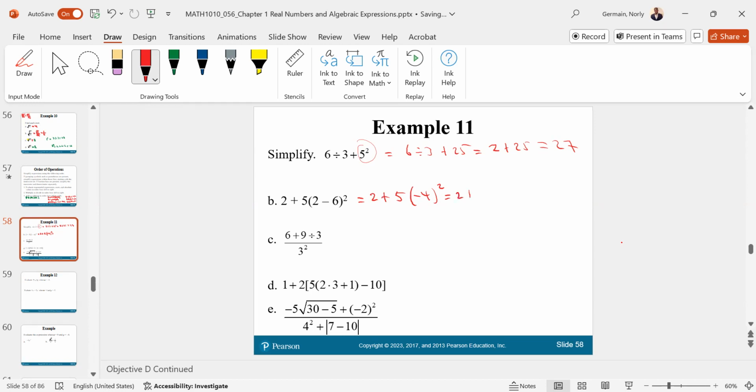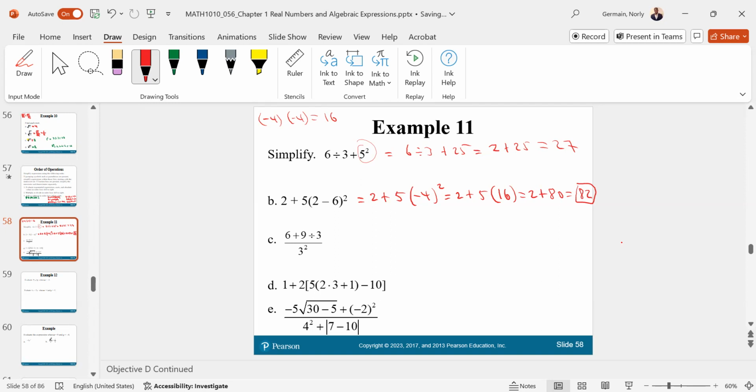So we keep our 2, we keep our 5. -4 times -4, because it's squared, is positive 16. So we're gonna have positive 16. Again, here we're not gonna do 2 plus 5, but we can do 5 times 16. What is 5 times 16? Yes, 80. So our answer is 82. Okay. All right. Let's move forward with our next examples.